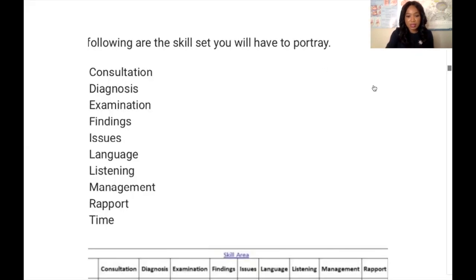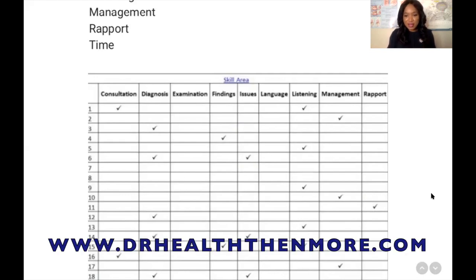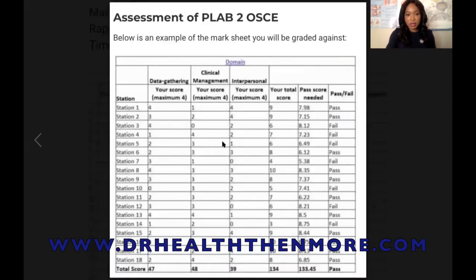The next thing is, this is how they mark. Now, why I put all these scoring sheets up is for you to understand that every skill is important in an OSCE. Now, this is the plateau scoring sheet. When you pass or fail a station, the examiner will identify where the issue is. Was it in your consultation? Was it the diagnosis? Was it the examination, the findings, the issues, the language? So all these are skill sets, and you should make sure that you're up to date, up to speed on all of them. I'm really sorry the screen is shifting this way.